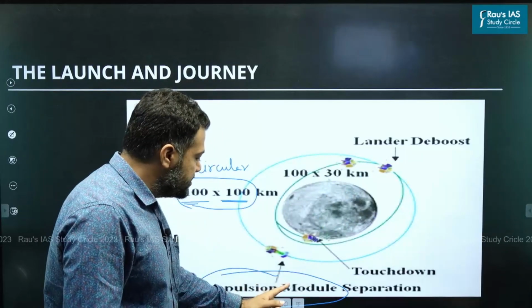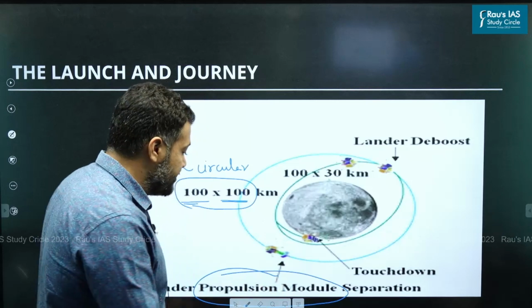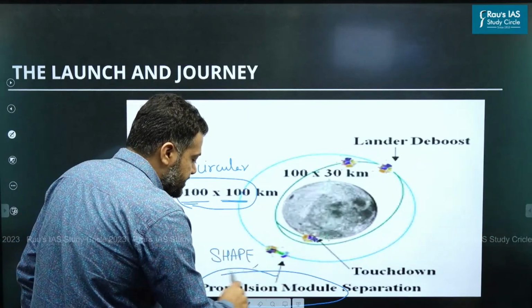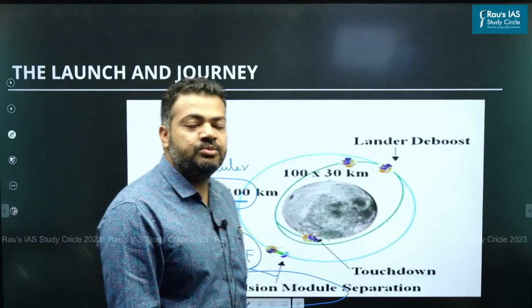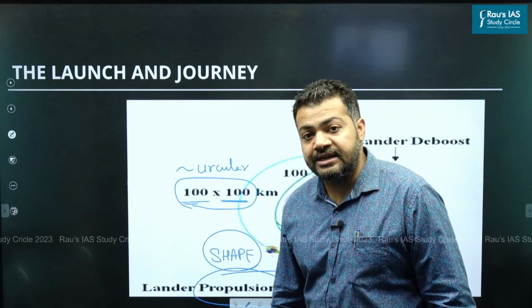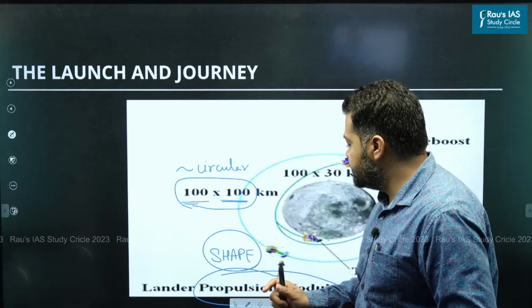Remember, the propulsion module also has a payload, guys. If you remember, the payload was called SHAPE, to study the signatures that Earth propels out into space, to know if there are other planets that can be habitable. So this particular payload will still be attached to the propulsion module.